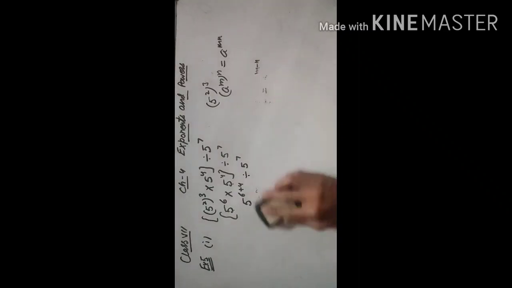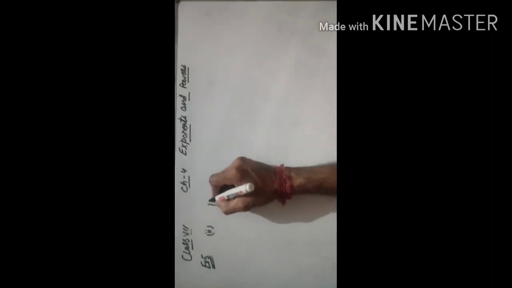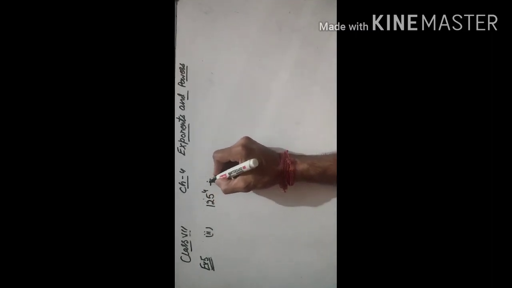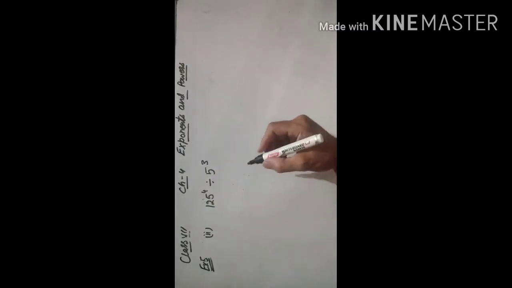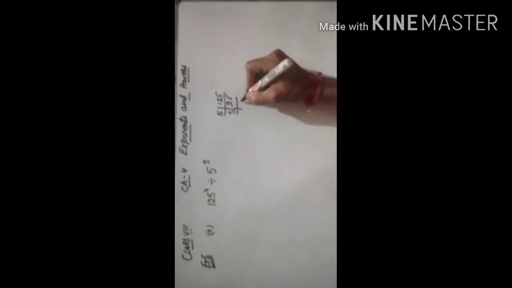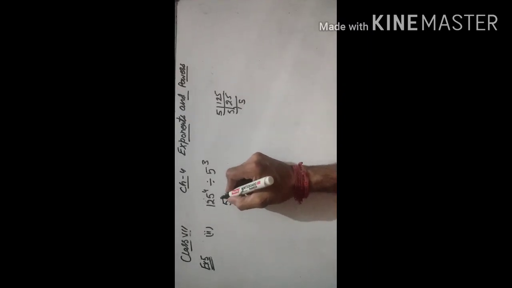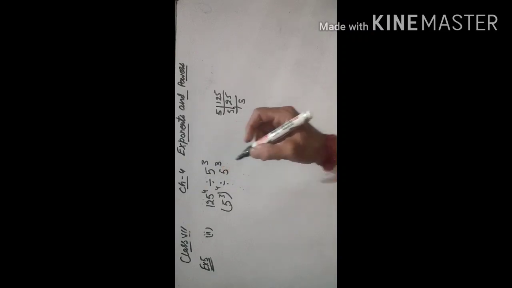Now the second part is 125 to the power 4 divided by 5 to the power 3. Now the prime factors of 125 are 5 into 5 into 5. That is (5 to the power 3) to the power 4 divided by 5 to the power 3.